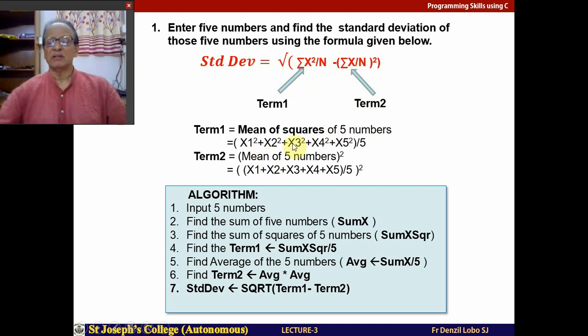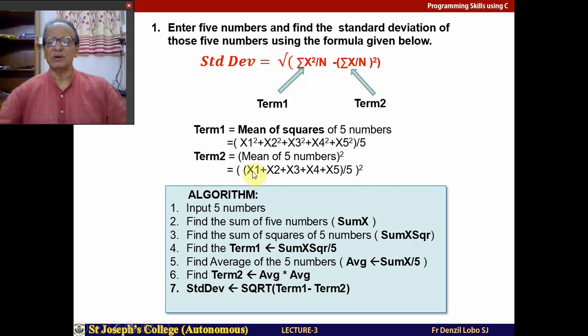There are 5 numbers x1 to x5. x1 squared plus x2 squared plus x3 squared, etc., divided by 5. That becomes the mean of squares of 5 numbers. That is the first term. Second term is sigma xi by n whole square. Sigma xi by n is nothing but average. So I find out the average, and average into average will give you sigma xi by n whole square. And that is your term 2, equal to mean of 5 numbers whole square.